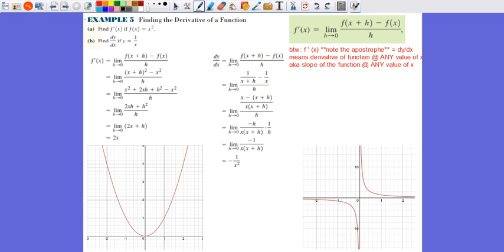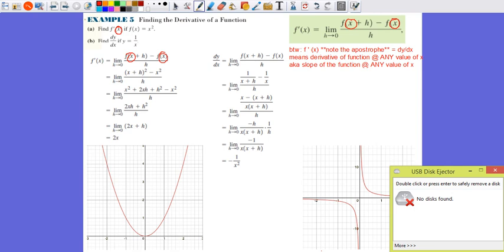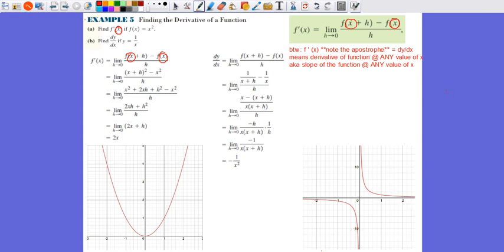Let me explain it this way. Before, in our previous problem, these were all 4s. But now they are all x's, because remember, they don't want the derivative or slope at just 4. They want it at any x value. So that's why these become x's instead of 4. They want something more flexible, more general.